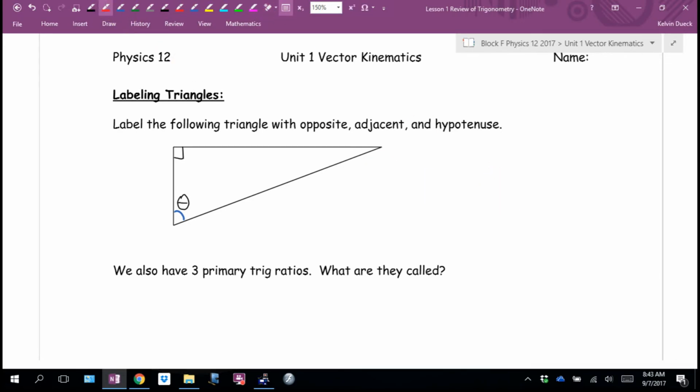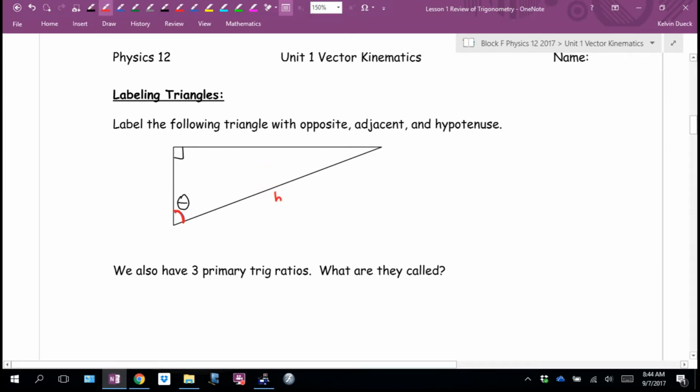Every triangle has 3 sides. There's angle theta. What do I call this side right here: opposite, adjacent, or hypotenuse? Adjacent. How can you remember that? Part of it is the English word adjacent. Well, actually, typically what I do is I identify the easiest side. What's the easiest side to identify in this opposite, adjacent, and hypotenuse? So I typically label that with an H.